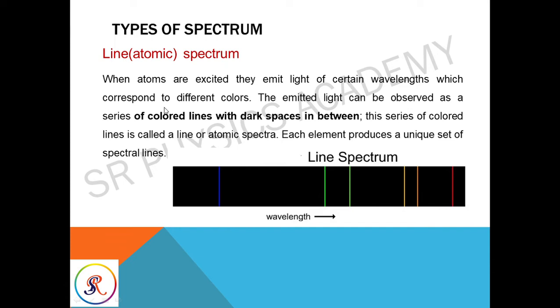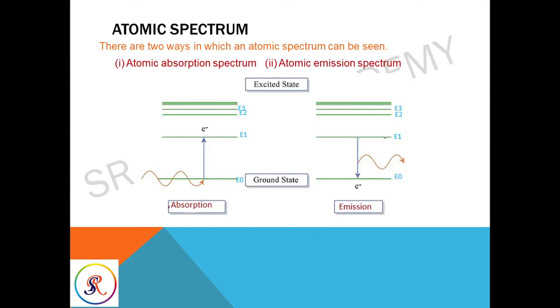So here, colored lines with dark space, or a spectrum with black lines, that is what we call a line spectrum. Now the atomic spectrum is also of two types. First is the atomic absorption spectrum and second is the atomic emission spectrum.